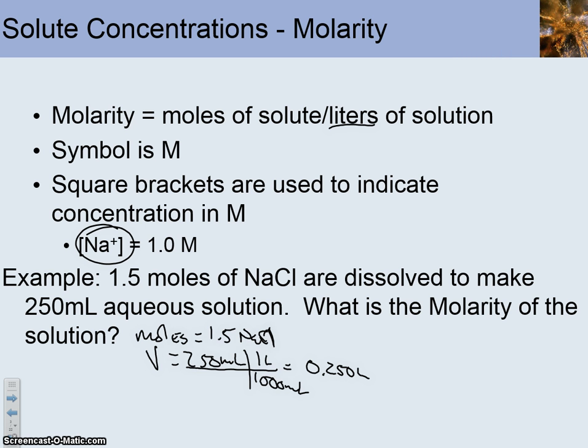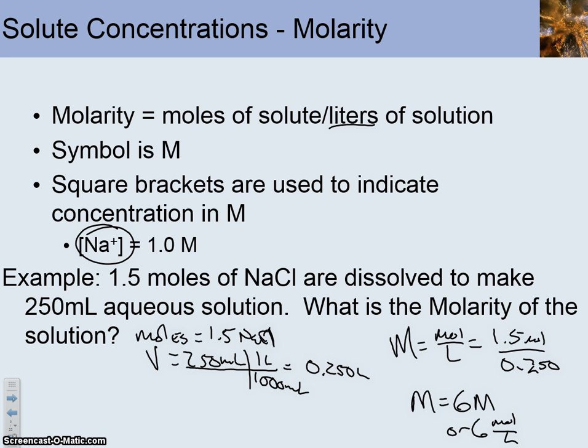To find the molarity, we write the equation M is equal to moles over liters. We take our 1.5 moles over 0.250 liters, and that gives us a molarity of 6 M, or 6 moles per liter. Anytime we have a unit that's a fraction like that, it lends itself very nicely to converting. So we're eventually going to use these molarities to convert moles to volumes, or volumes to moles.